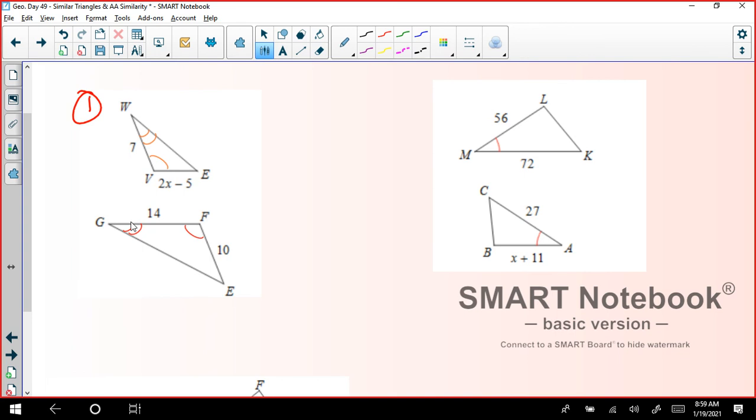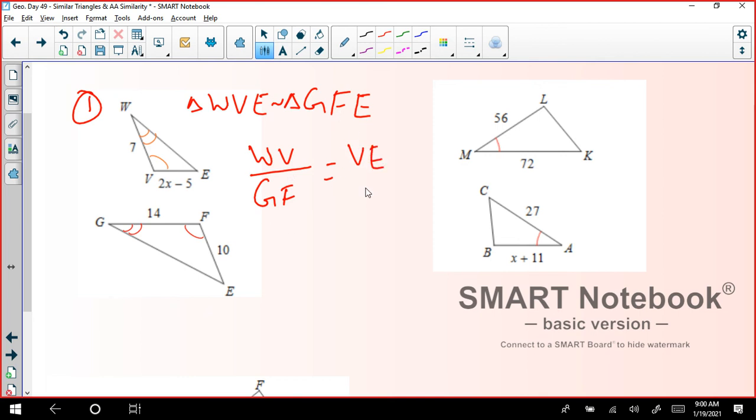Here, yes, they are similar. I have two angles congruent. W is congruent to G, and I have V congruent to F. So triangle WVE is similar to triangle GFE. So therefore I can say sides are proportional. I can say WV over GF will be equal to VE over FE.